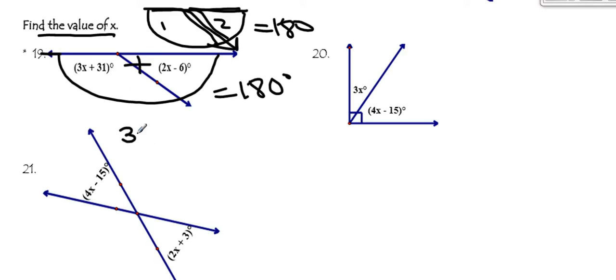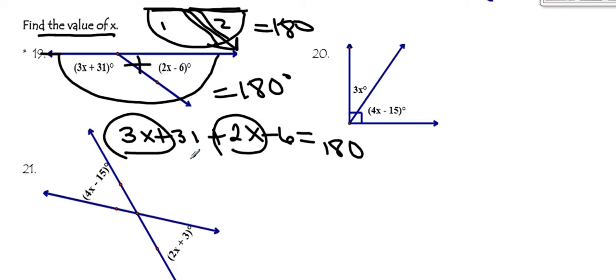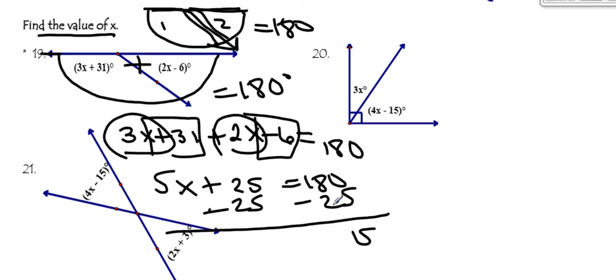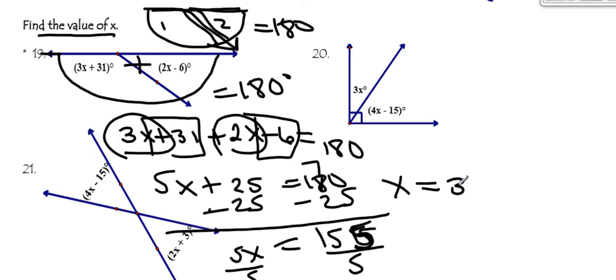Their sum, 3x plus 31 plus 2x minus 6 equals 180 degrees. We're going to combine our like terms. 3x and 2x is 5x, a positive 31 and a negative 6. That's just like saying 31 minus 6, which is a positive 25, equals 180. Subtract 25 from both sides. So I get 155 equals 5x. I'm going to divide by 5 on both sides, so I get x equals 31.